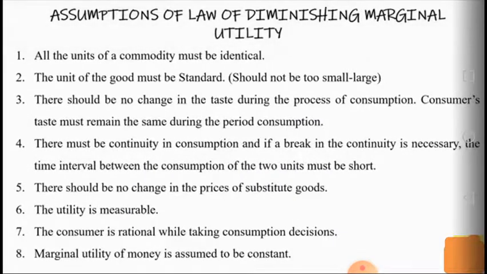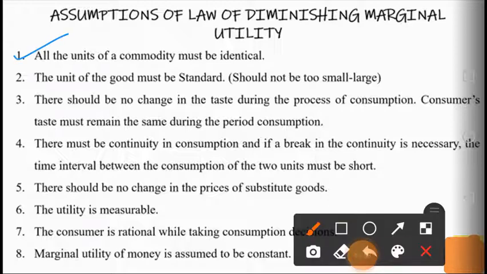Now, what are the assumptions on the basis of which this law operates? There are 8 assumptions or conditions on the basis of which this law operates. The first condition is that all the units of a commodity must be identical. That means they must be similar in shape, size, color and quality. The second is that the unit of the good must be standard. It should not be too small or too large.